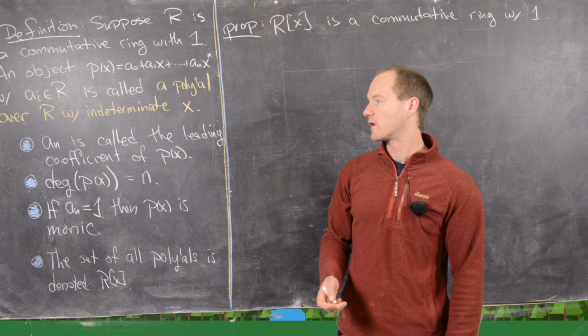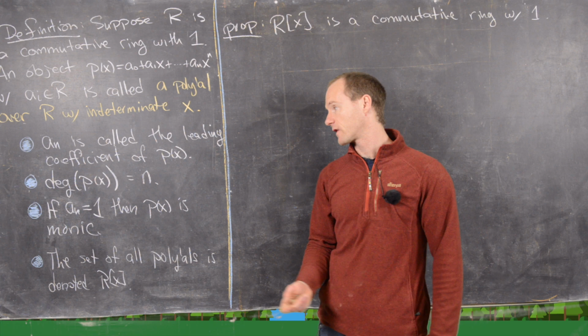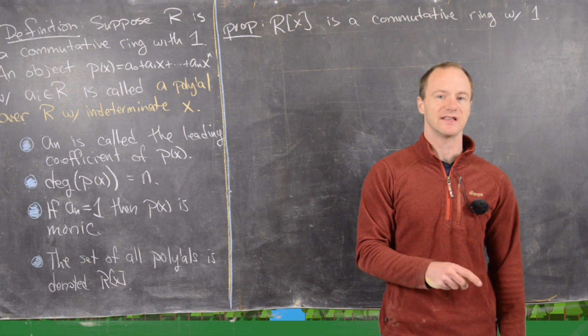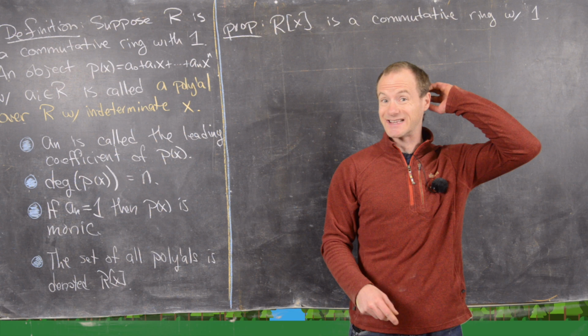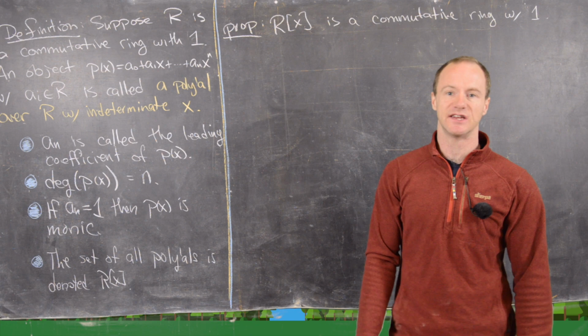So that's a definition that you've probably seen in calculus. The degree of P of x is said to be n, so that's the largest power of x that you see. Again, something that you've probably seen before. If an equals 1, in other words, if the leading coefficient of this polynomial is 1, then we say that this is a monic polynomial. And then finally, the set of all polynomials is denoted by R bracket x, or sometimes R adjoin x.